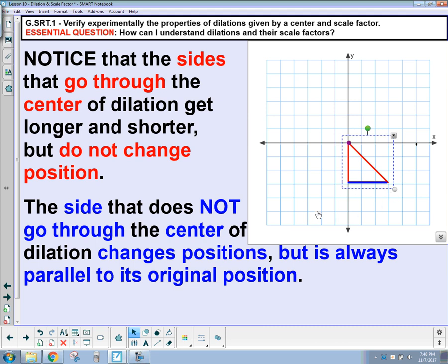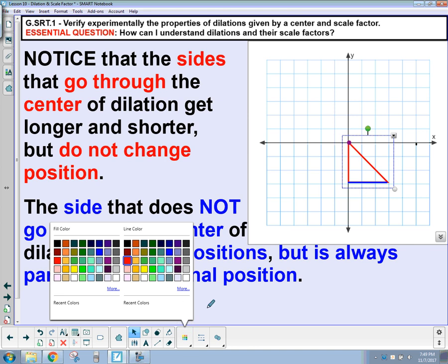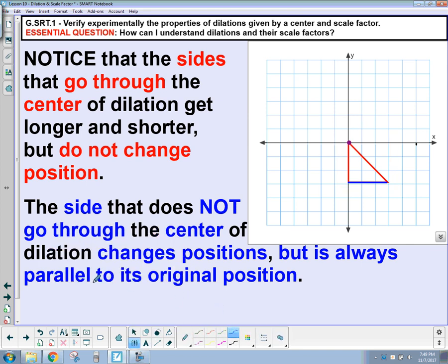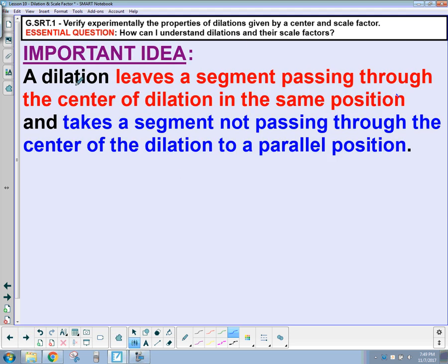So, the side that does not go through the center of dilation changes positions, but is always parallel to the original position. Always parallel, okay? And the sides that go through the center do not change. See my font here, red, does not change. Blue will be parallel to the original. So important ideas. A dilation leaves a segment passing through the center of dilation in the same position and takes a segment not passing through the center of dilation to a parallel position. Good stuff.